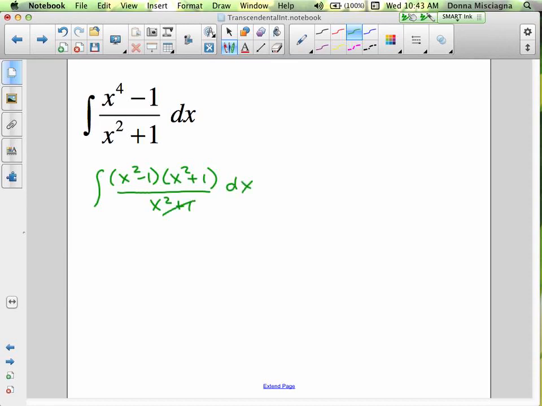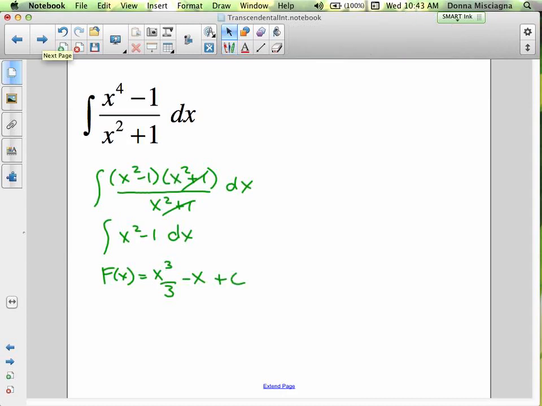Hey, we could cancel that out. So now this just becomes the integral of x squared minus 1 dx. Right? And so now you can just use the power rule on this one. So f of x equals x cubed divided by 3 minus x plus c. And so that one wasn't the same at all. All right, that one was not a trig function. It was just pretending. I shouldn't have said a trig function, an inverse trig function.